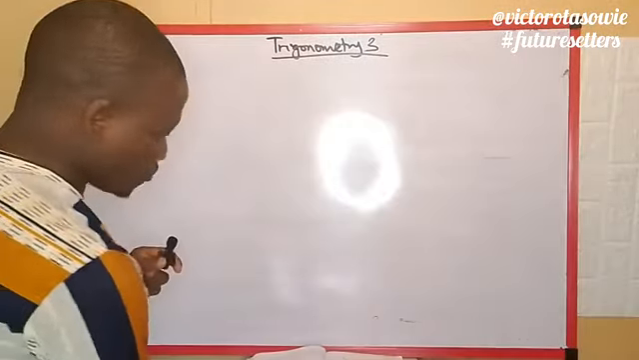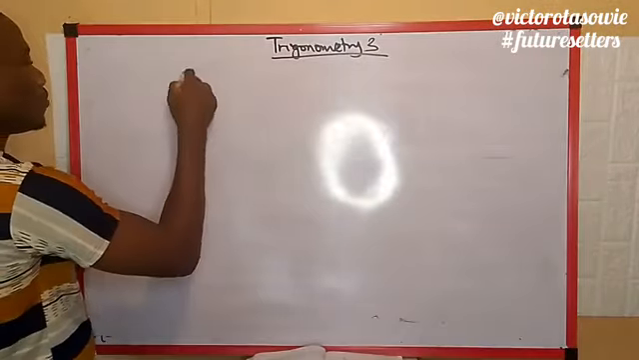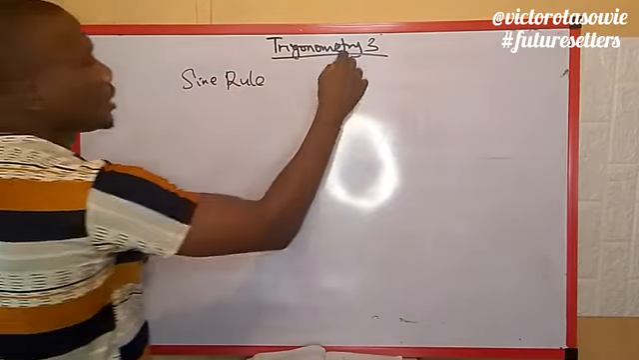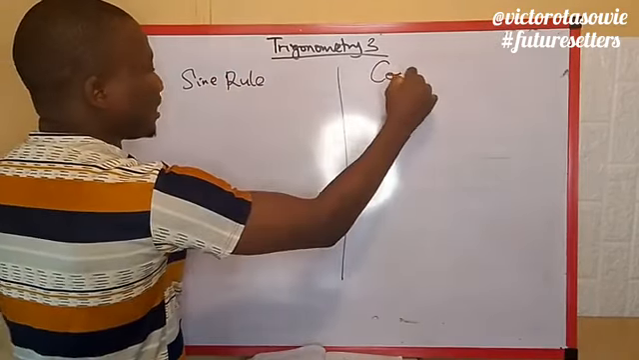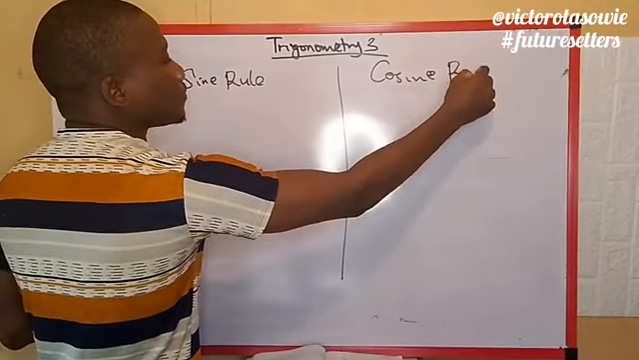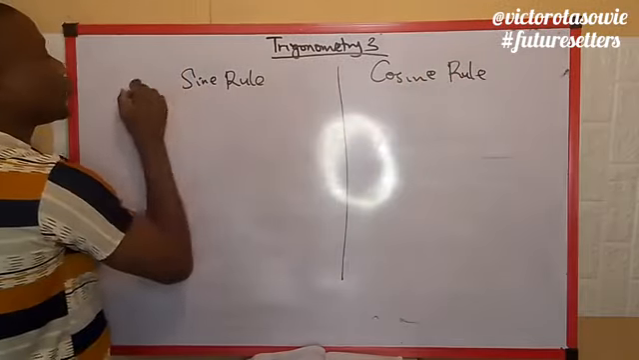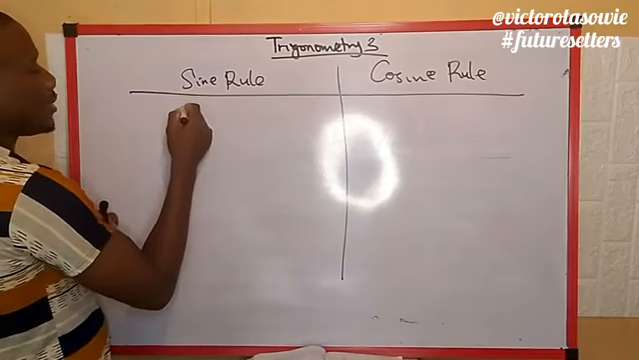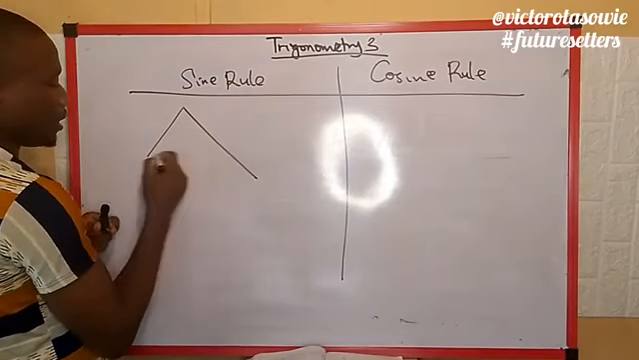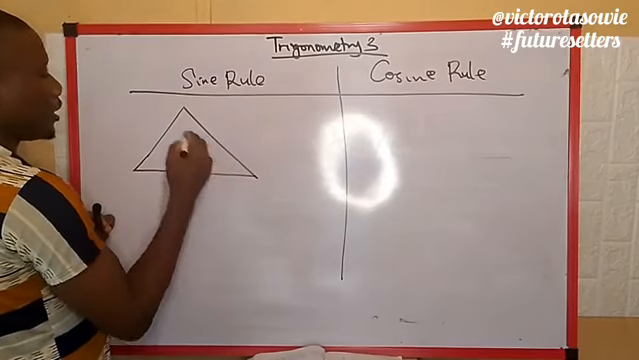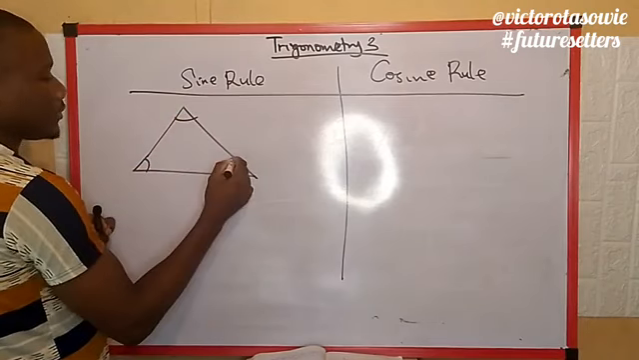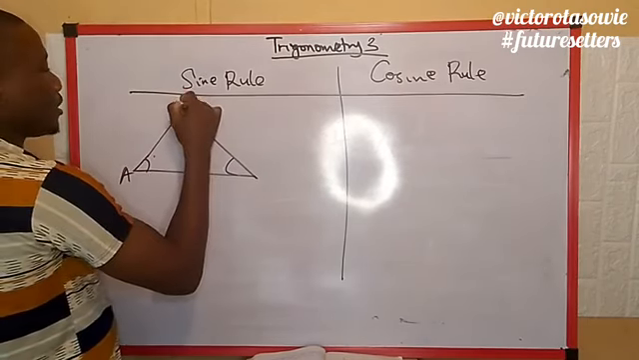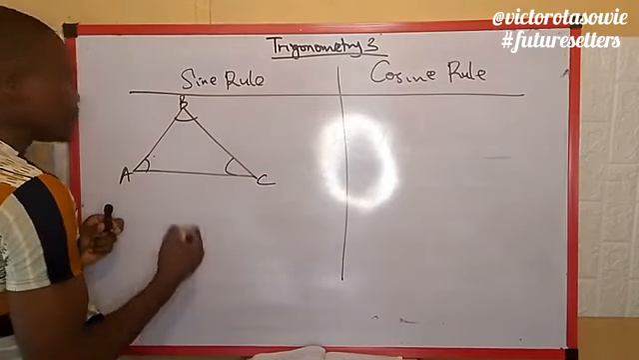Now we have 2 rules. The first one is known as the sine rule, and we have the cosine rule. In sine rule and cosine rule, let's assume we have a triangle like this. Assuming that all the sides are not equal, we say here is A, here is B, and here is C.